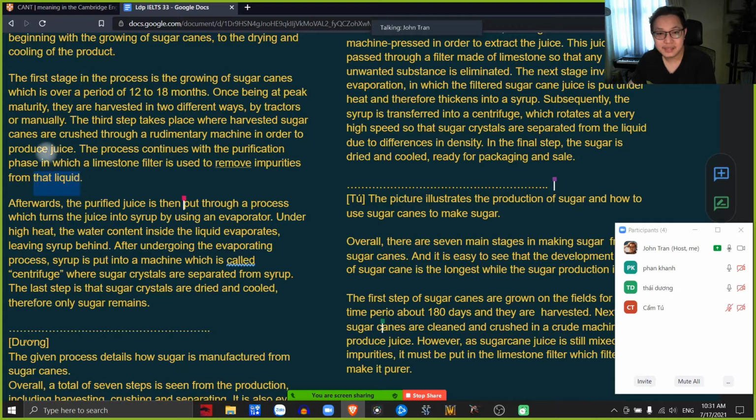So because here, if you choose juice again, there are 3 juice here, which is not good. Okay? So that's why I changed the one in the middle. I use something else to refer to the word juice.